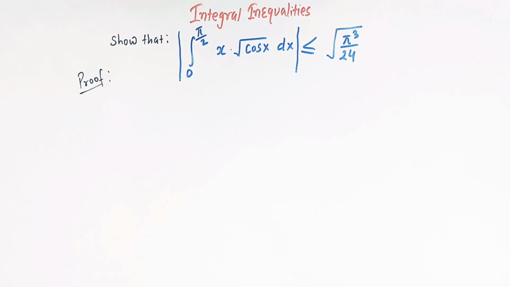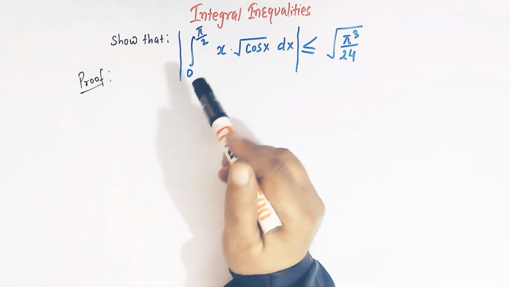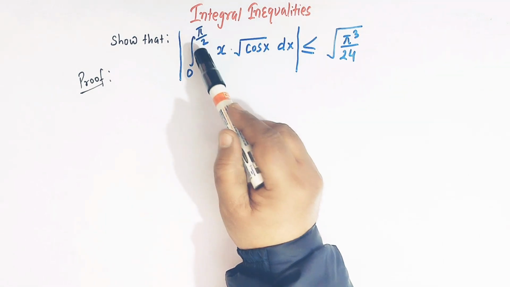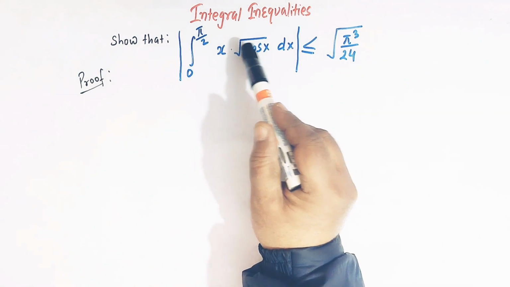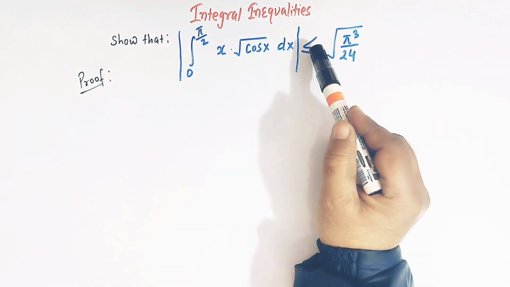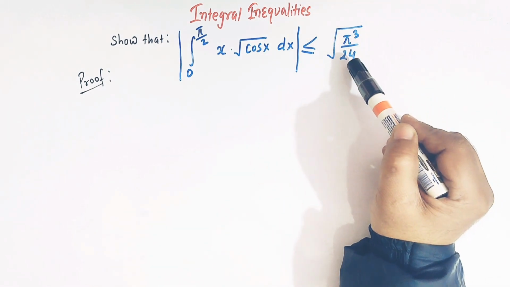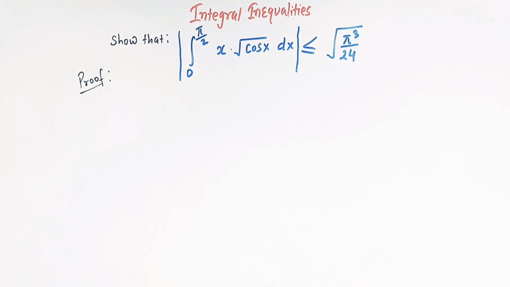Hello viewers, in today's class we are going to discuss another important problem from integral inequalities, a very nice problem in which we have to show that the absolute value of this integral, that is 0 to pi by 2 x times the square root of cosine x, is less than or equal to the square root of pi cube over 24.